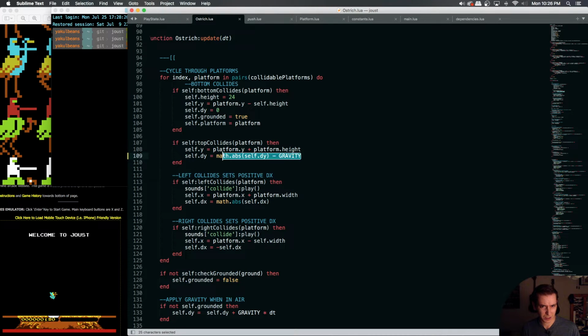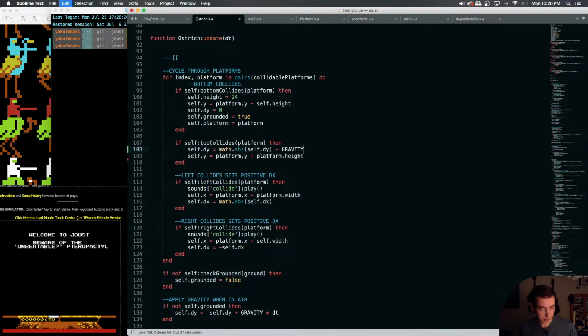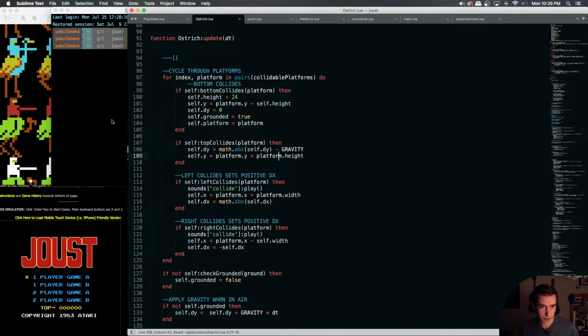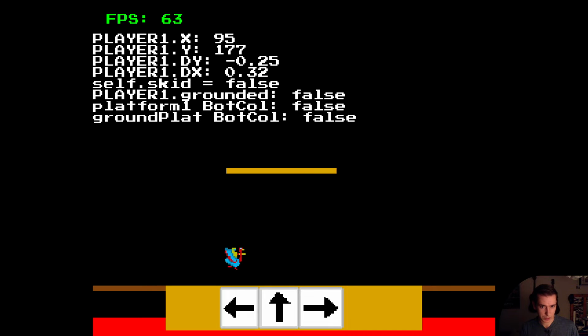I think it doesn't matter if we give our dy first, then set our self y. Would that stop the weird bouncing? So look, we should do a light bounce. Well.